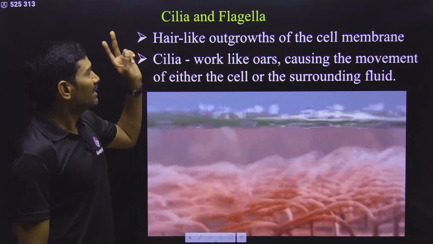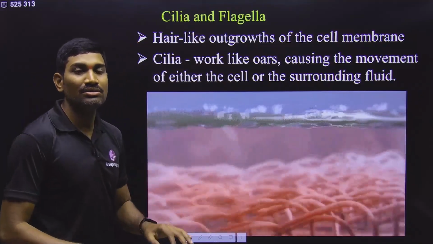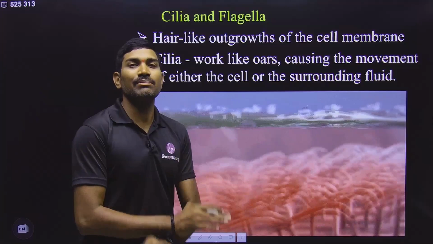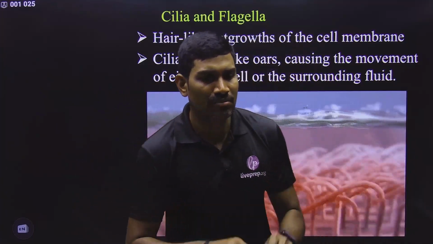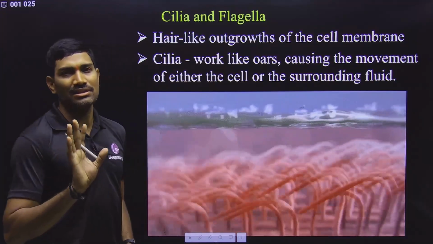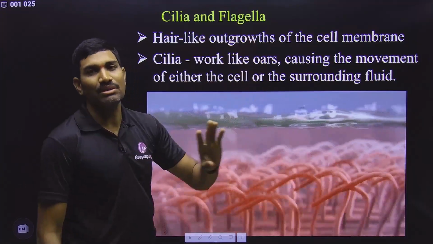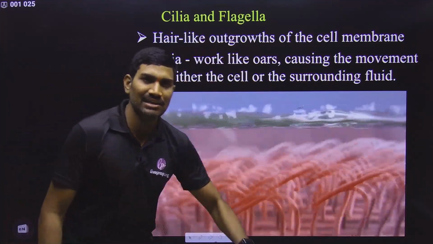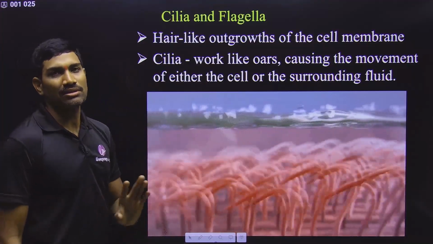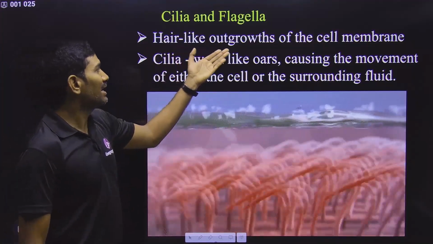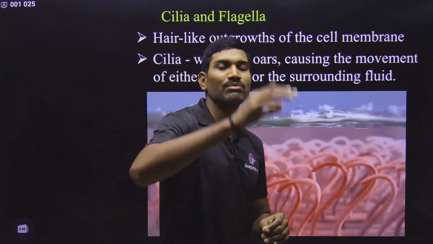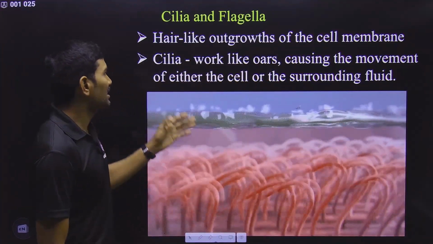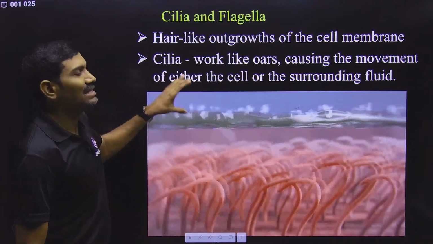Observe carefully. And why are we studying these two together? Because structurally these two are 100% exactly the same. Structurally 100% exactly the same, but length wise there is a small difference. That's it. Length wise there is a difference, but structure wise they are exactly the same. That's why we are studying them together. And please remember, they are hair-like outgrowths of the cell membrane, the plasma membrane. They actually start from the plasma membrane. Anyhow, under the structure I will tell you. First, let us see about the cilia.